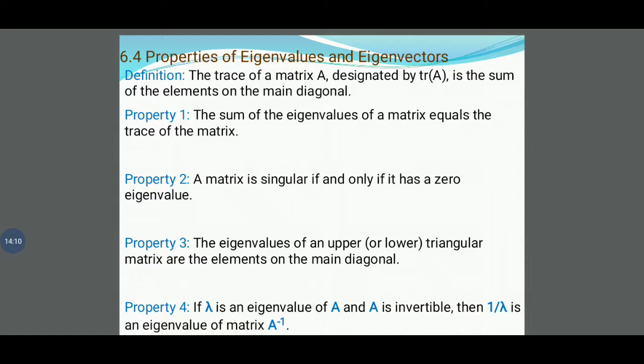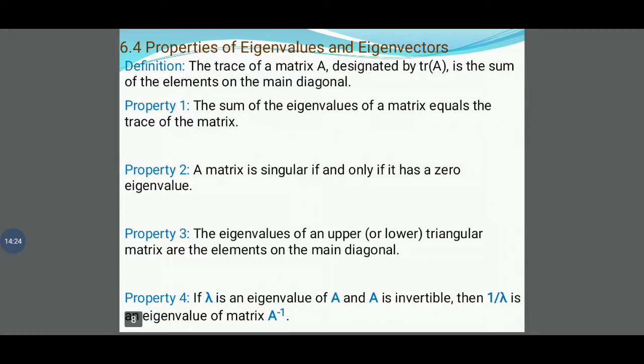Understood? Suppose A is a matrix of 3 by 3, its determinant is 0, means what? At least one eigenvalue for that matrix is 0. This is the second property. And the third property is, the eigenvalues of an upper or lower triangular matrix are the elements of the main diagonal. It is easy, we have seen in the previous example.